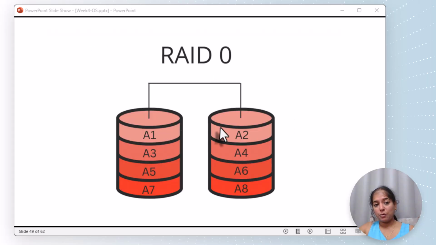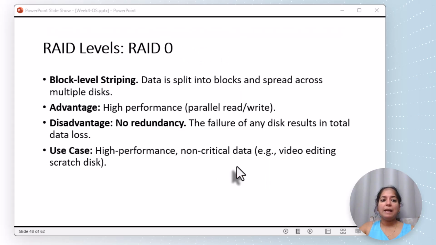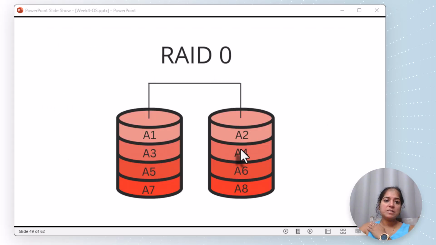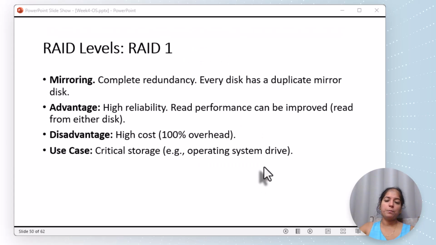So in RAID 0, multiple disk drives are there, and we have multiple blocks which are spread across the multiple disks, so A1, A2, A3, A4 and so on. Then we have RAID 1, which is based on the concept of mirroring. It provides you complete redundancy, so every disk has a duplicate mirror disk.